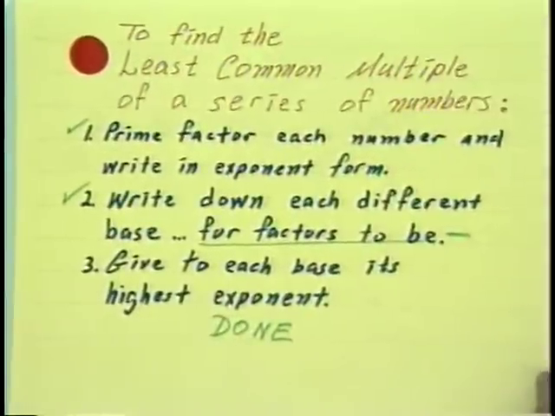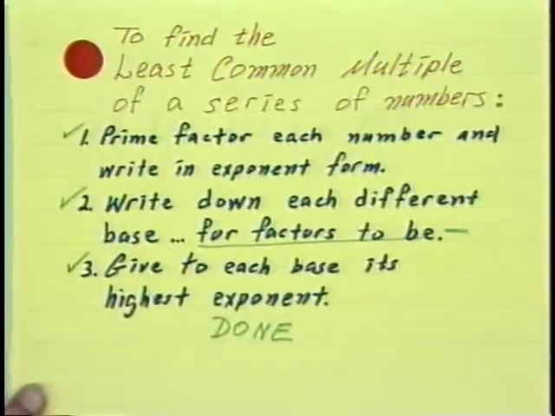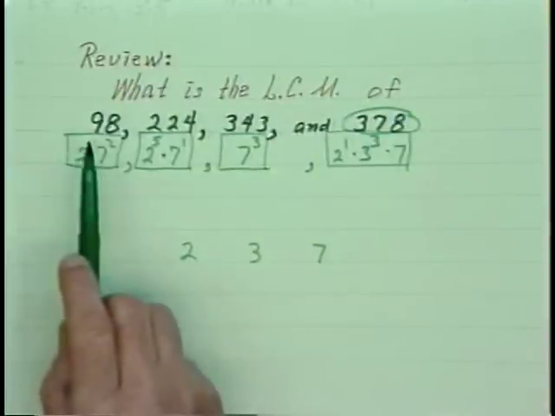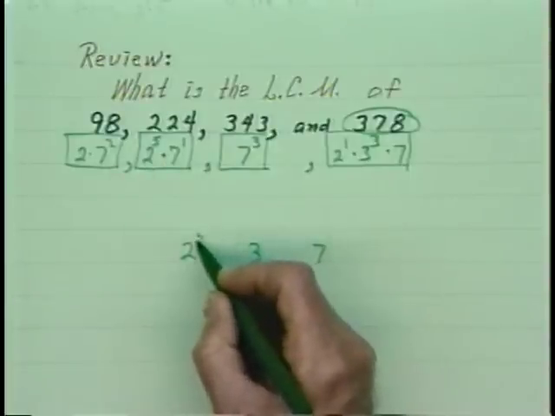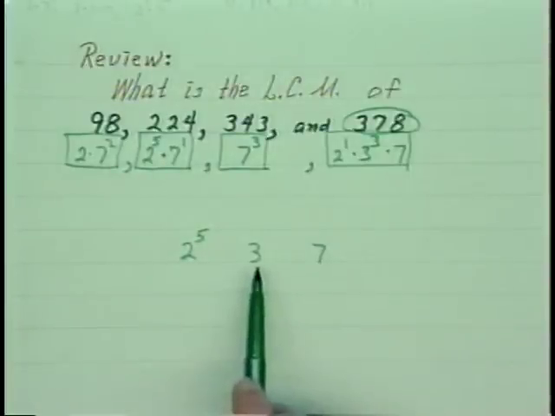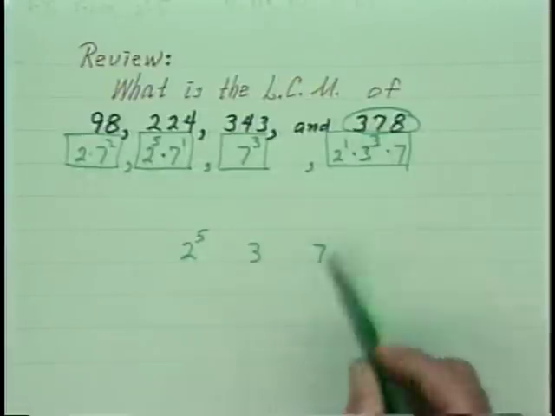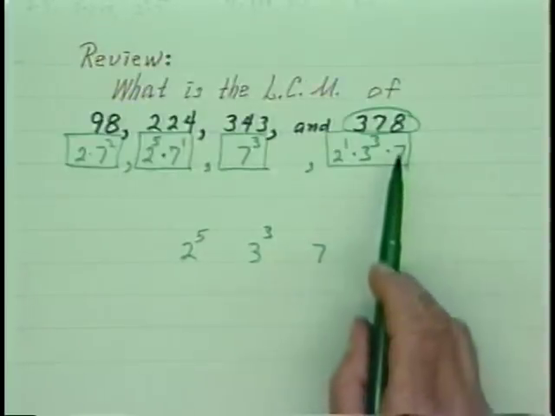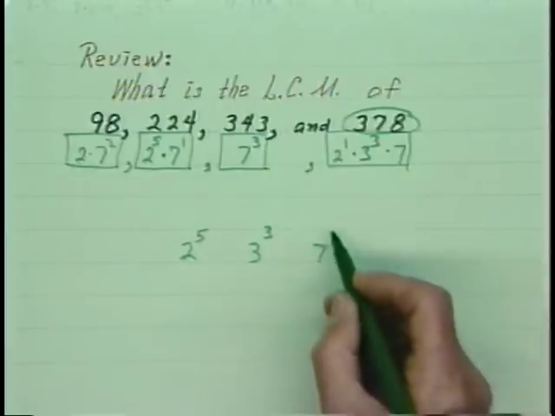So our second step is quite simple and has been done. Then our third step is to give to each base its highest exponent. So the exponent on 2 is 1 there, 5 there, 1 there, so the highest exponent was 5. The highest exponent on 3, there's none there, none there, none there, but 3 here. And the highest exponent on 7, 1 there, 1 there, 2 there, but 3 here.